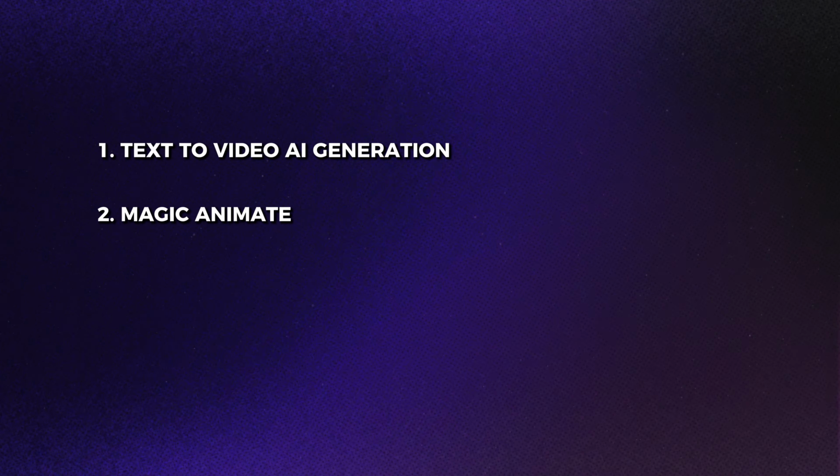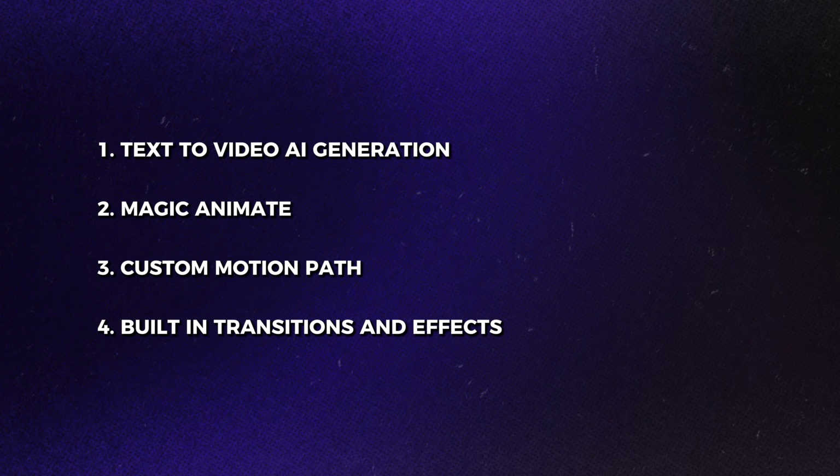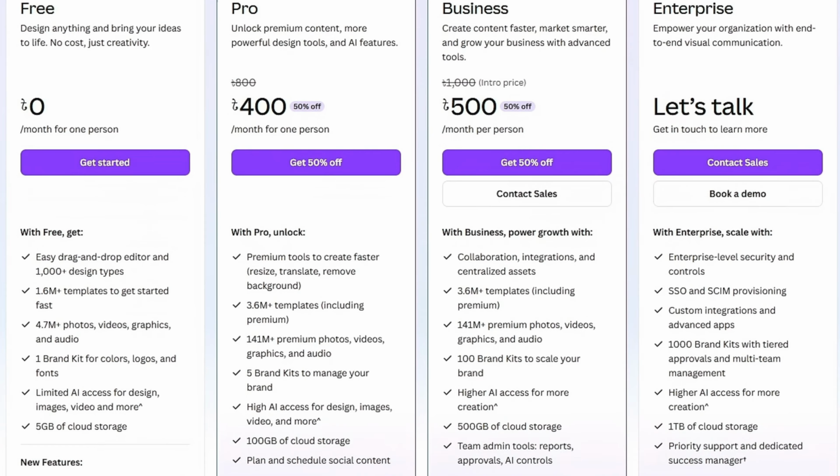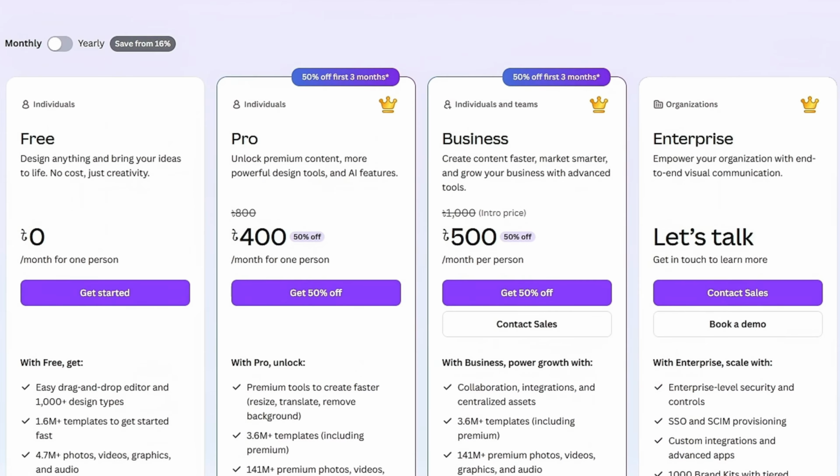You can do magic animate, which automatically animates your entire design in just one click. You can do custom motion path, which make elements move exactly how you want. You can use built-in transitions and effects, which is professional looking animation without any technical skills. And it's all inside of Canva, the same platform you might already use for thumbnails or social media graphics. The free plan gives you access to basic animation, and the pro plan unlocks the advanced AI features.